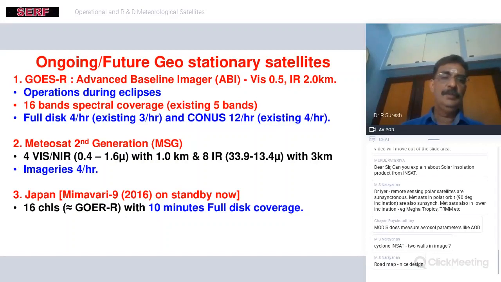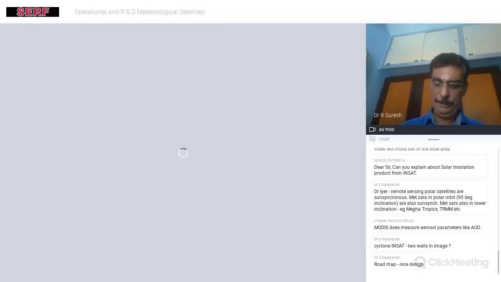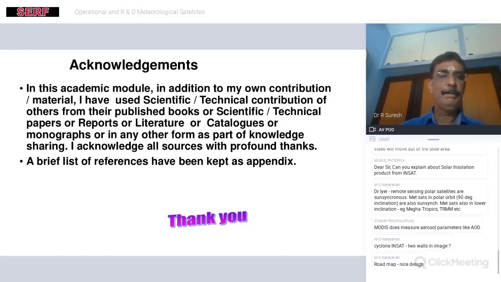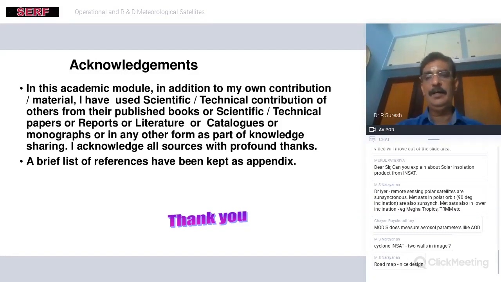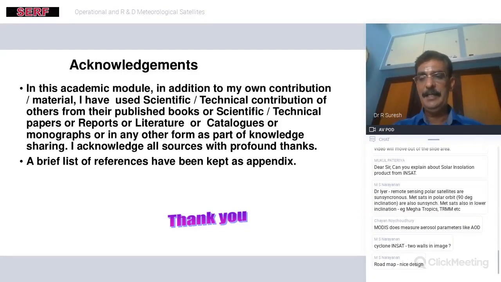Meteor's second generation is already ongoing, but improvement is still going on. The GOES program is also ongoing. Whatever I listed over here, further improvement is always possible. And the Japanese Himawari series is going on. So with this, let me complete today's module on evolution of satellites, both operational and R&D.